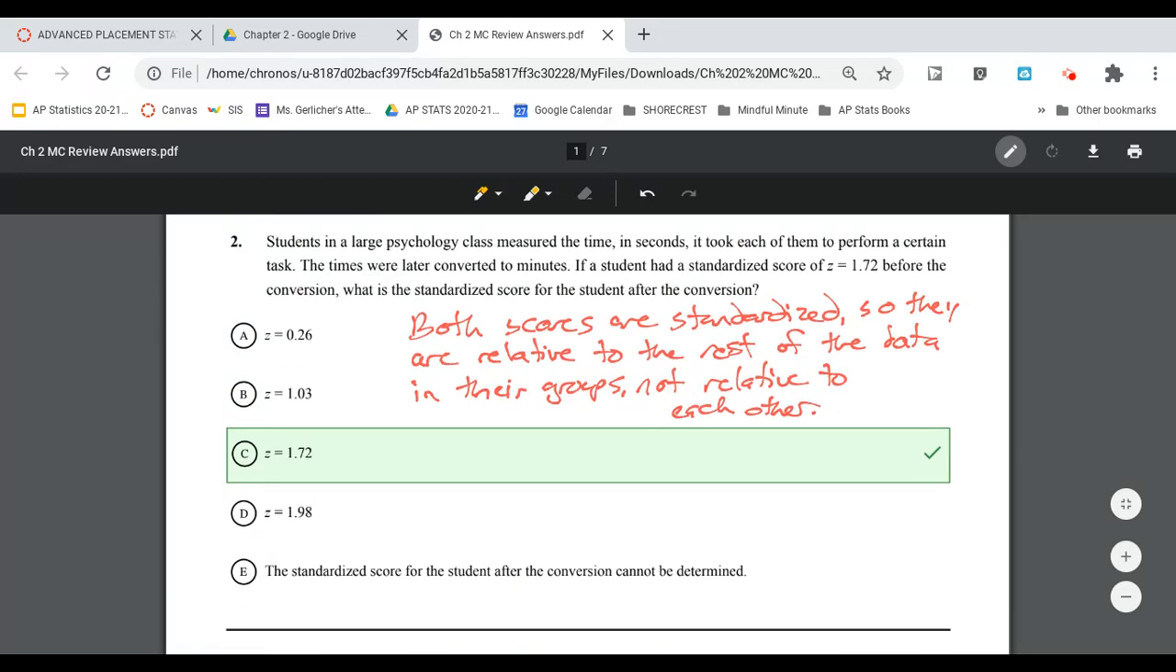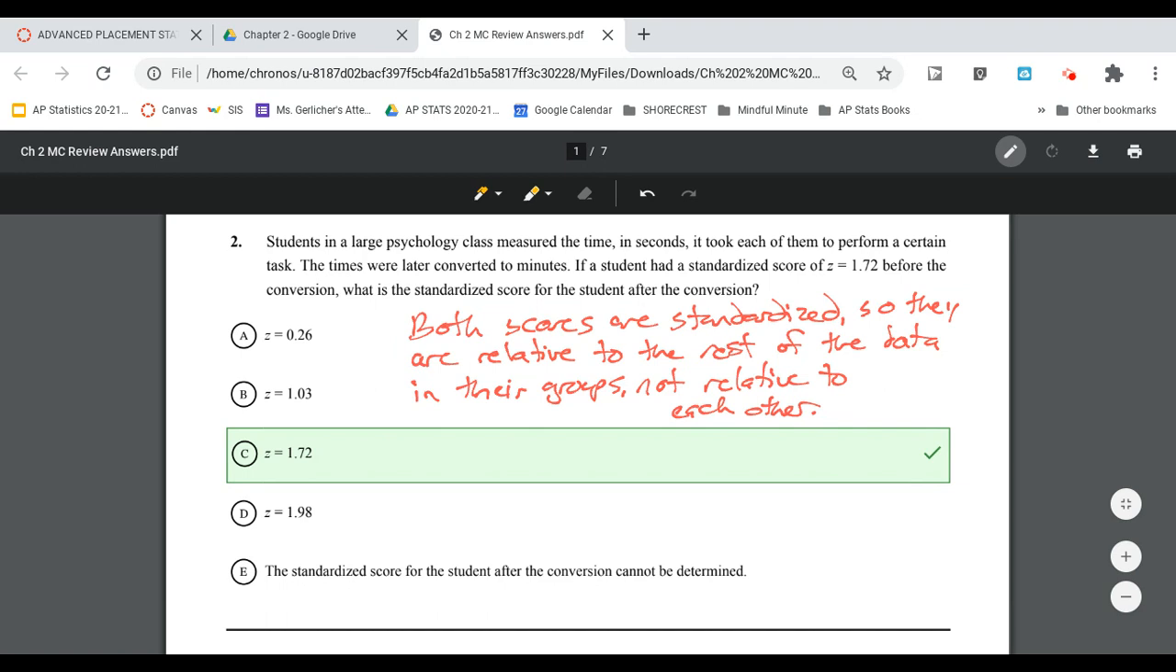Number 2 is more about the concept of what standardized means. And remember, standardized is just a z-score. A z-score is just a standardized score. So because the scores that you're comparing before and after they changed it from seconds to minutes, as in, if you're changing from seconds to minutes, you're dividing everything by 60. So before and after that dividing by 60, we're still talking about z-scores. And z-scores, standardized scores, are standardized.